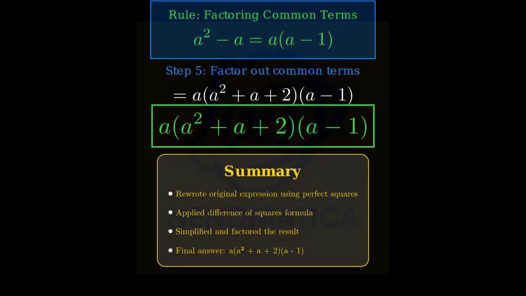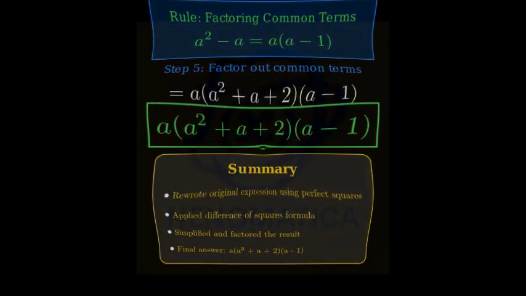We did this by first rewriting the expression in terms of perfect squares, then applying the difference of squares formula, and finally factoring out common terms. These algebraic techniques are useful for simplifying complex expressions and solving equations. For practice, try factoring similar expressions like a squared minus 1 squared minus a squared plus 2a minus 1.